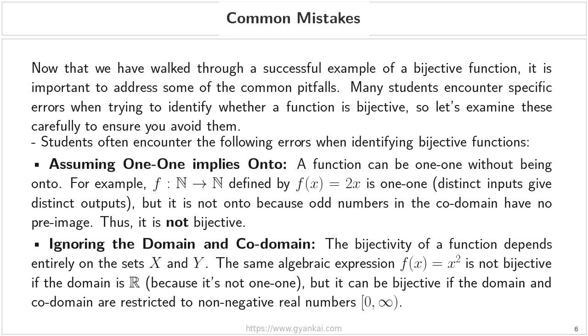Second, you must be careful not to ignore the domain and the codomain. The bijectivity of a function is not just about the algebraic formula, but depends entirely on the sets x and y that we are using. For instance, take the expression f of x equals x squared. If the domain is the set of all real numbers, the function is not bijective because it is not 1-1. Both positive and negative versions of the same number result in the same square. However, if we restrict both the domain and the codomain to non-negative real numbers, meaning 0 and all positive numbers, the function becomes bijective.